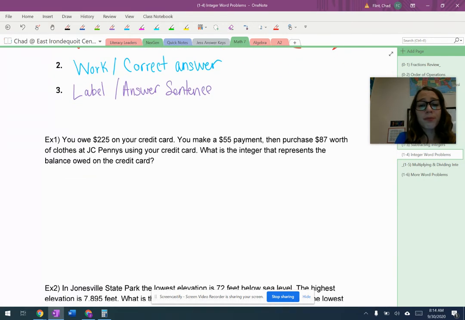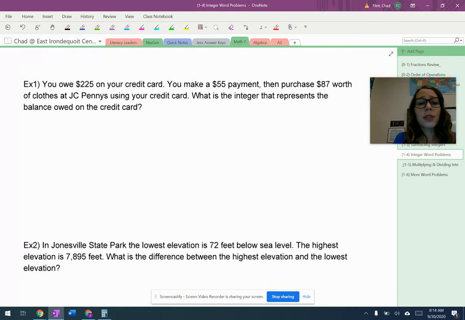So example 1. You owe $225 on your credit card. You make a $55 payment, then purchase $87 worth of clothes using your credit card. What is the integer that represents the balance owed on the credit card?